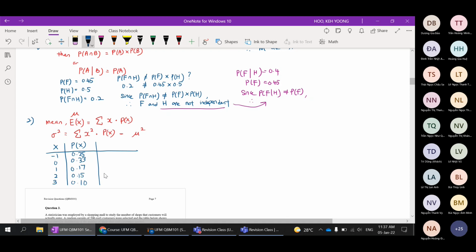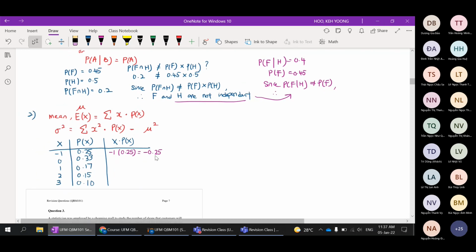Okay, so first, what do we need? To calculate the mean, we need the x times the probability. We need this column. So how to get this? You take the x value times its probability. So you get negative 0.25.